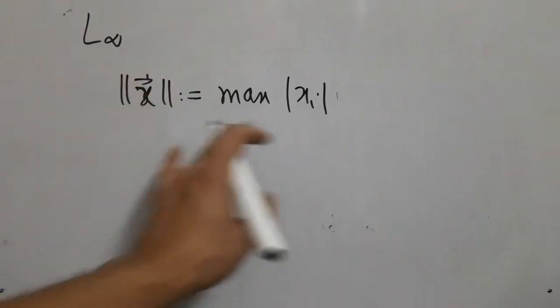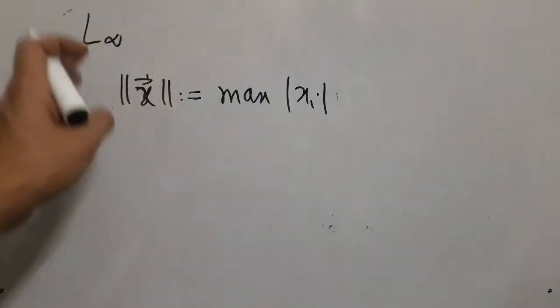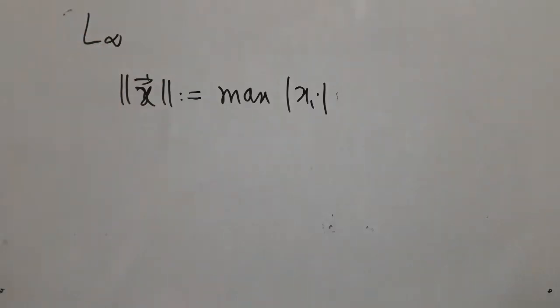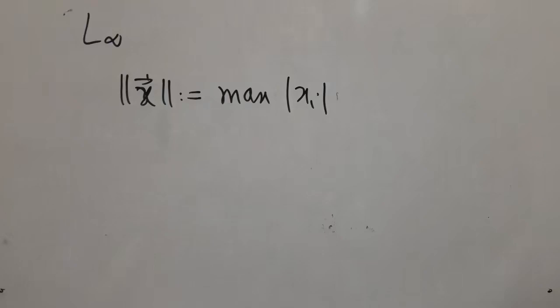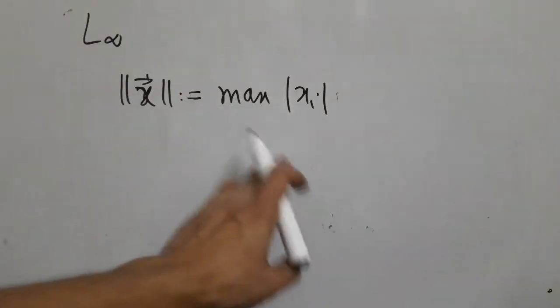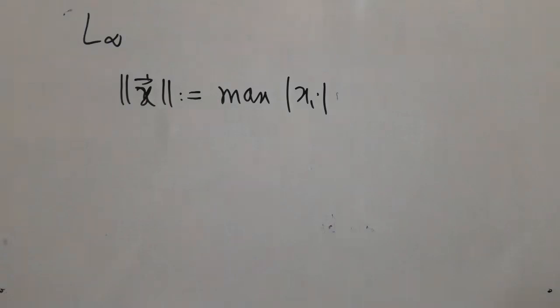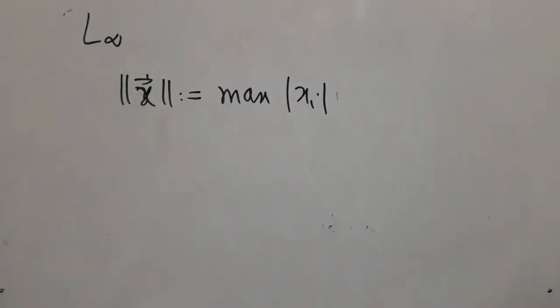You take the maximum absolute value of its components. It is not very difficult to see why it is called the L infinity norm, because if you start with the P norm and let P go to infinity, you will find that the P norm will basically converge to this. Now this is again another norm, and you can check that this is not induced by any inner product.